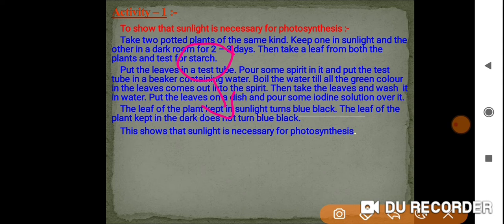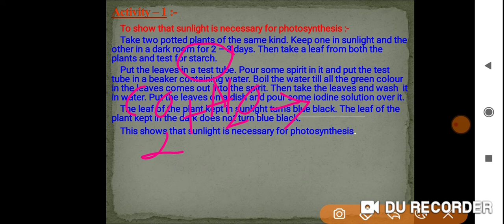Where should the starch be in the plant? Is that starch there in the plant already? Yes, 100%. We discussed the equation. What is that equation? See this equation. CO2 plus H2O.